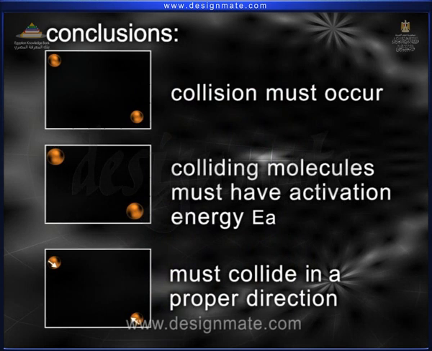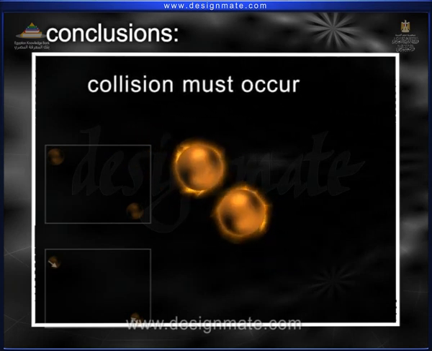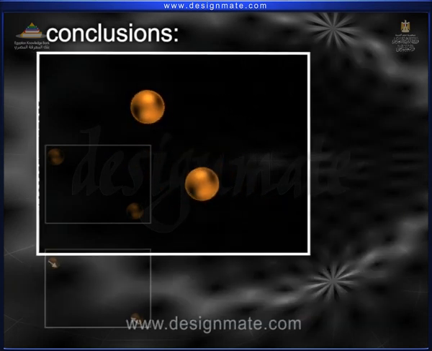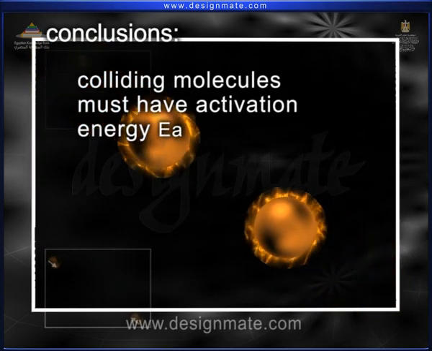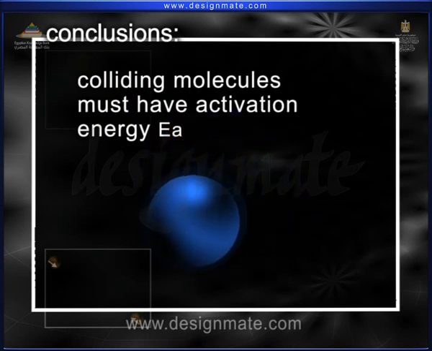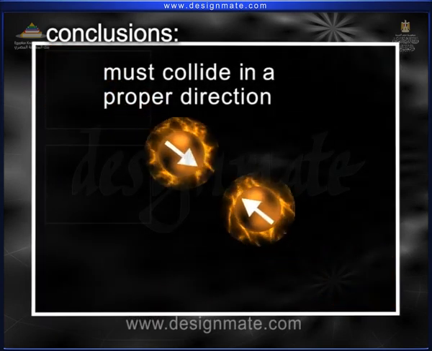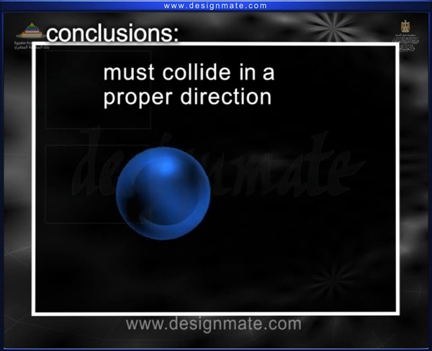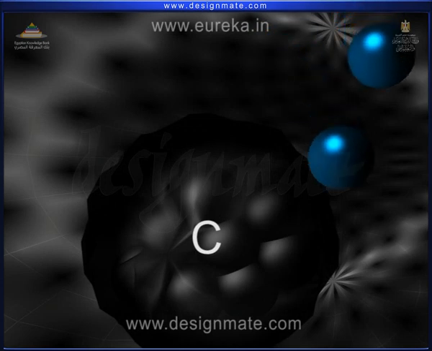The following conclusion can be drawn from the above discussion. For a reaction to occur between molecules: 1. Collision must occur between the molecules. 2. The colliding molecules must have a certain minimum amount of activation energy EA. And 3. The molecules must collide in a proper direction. Each of these conditions is necessary.